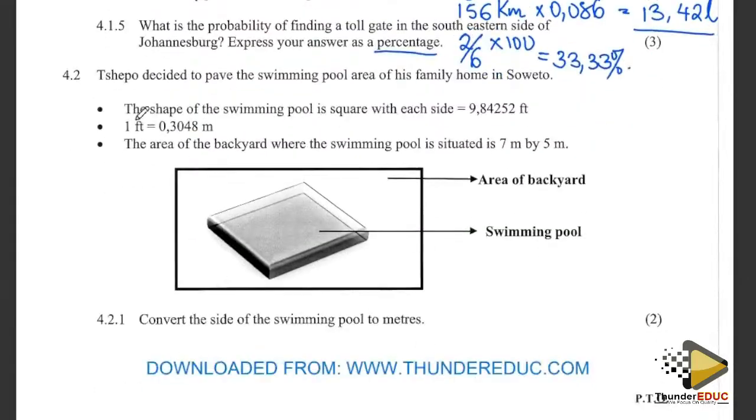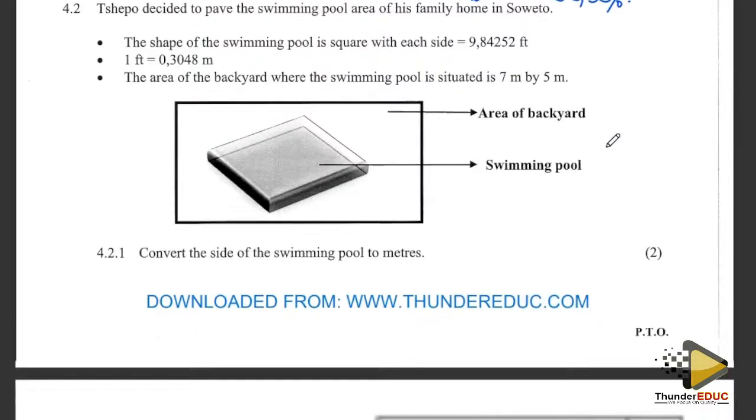Okay. Thabo decided to pave the swimming pool area of his family home in Soweto. The shape of the swimming pool is a square with each side 9.84252 feet. And they have told you one foot is equivalent to 0.3048 meters. And the area of the backyard where the swimming pool is situated is 7 meters by 5 meters. So it's a rectangle. So there we go.